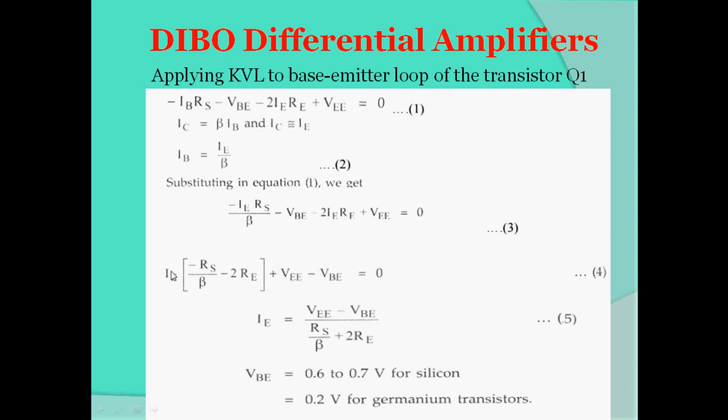Rearrange this equation such that we find the equation for IE. IE is equal to VEE minus VBE divided by this coefficient. When we take the minus sign outside, we get a plus sign, and then we can write RS by beta plus 2RE. Here we know that the base to emitter voltage drop for a transistor is 0.6 volt to 0.7 volt if it is silicon type of semiconductor, and 0.3 volt for germanium type of transistor.